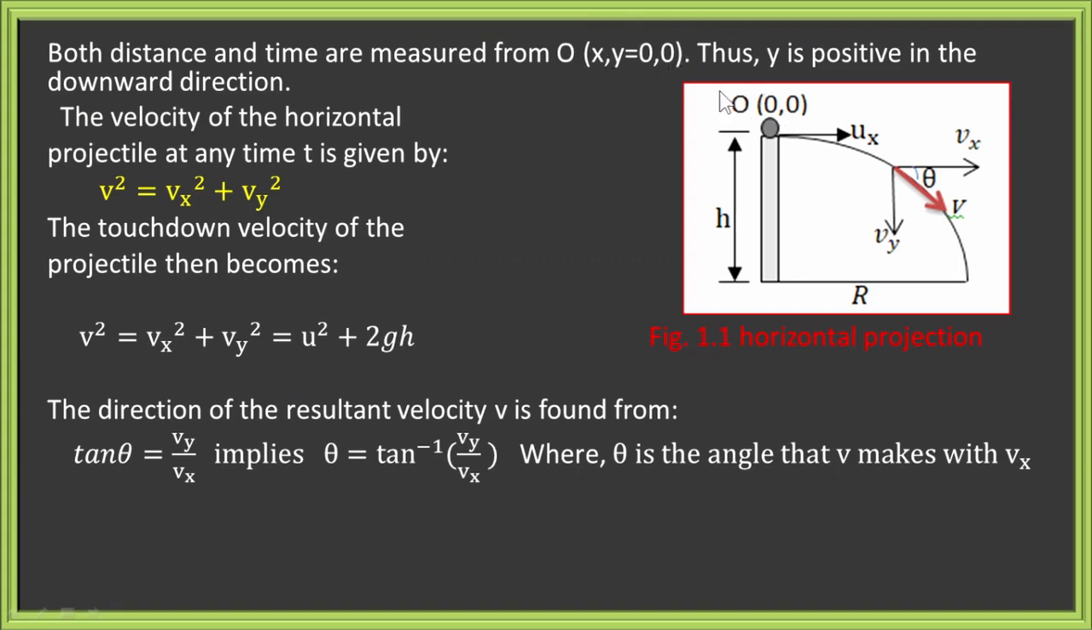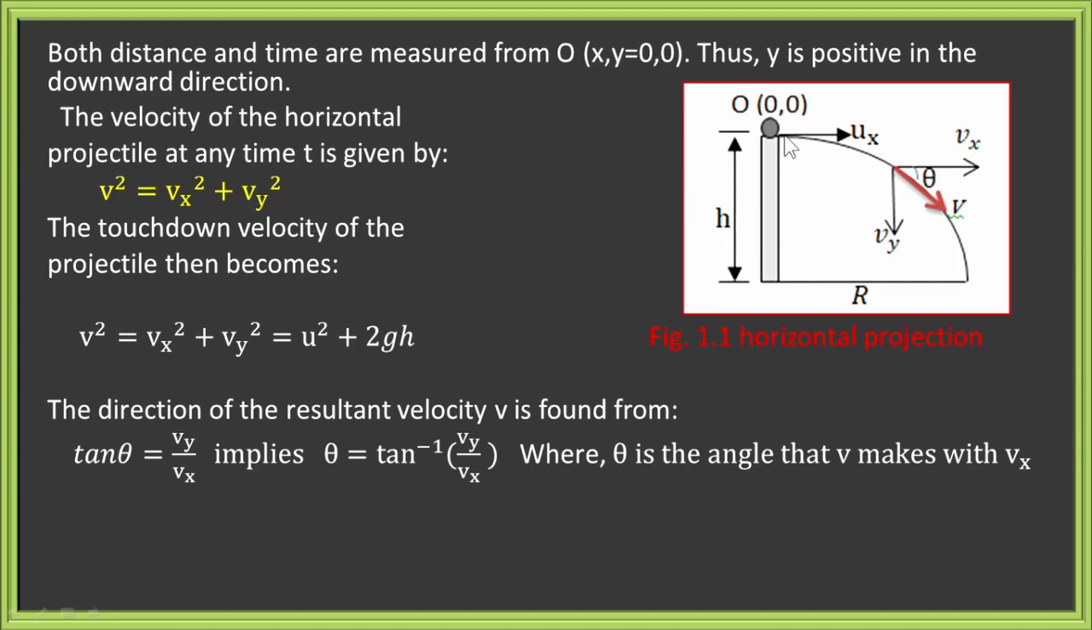Look: 0, 0. This object is thrown horizontally. The initial velocity is only ux. We have no initial velocity in the y direction because it is thrown horizontally. Thus y is positive in the downward direction from the origin. Vertical displacement and horizontal displacement are measured from this origin, and vertical displacement is taken to be positive when the object moves downward by the action of gravity.